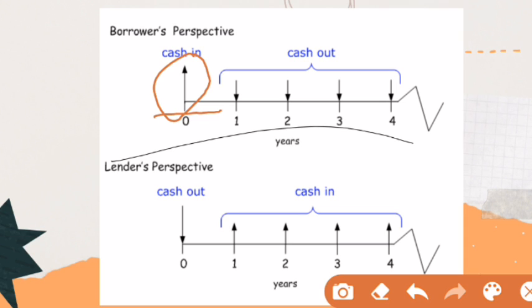So, this is the idea of a cash flow diagram: you have a timeline, and over the timeline you show arrows up as cash inflows. Then arrows down mean cash flows out.